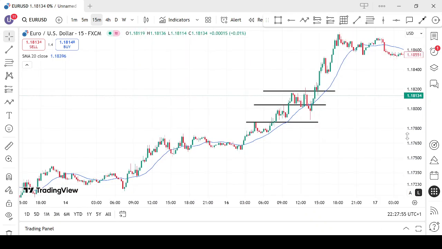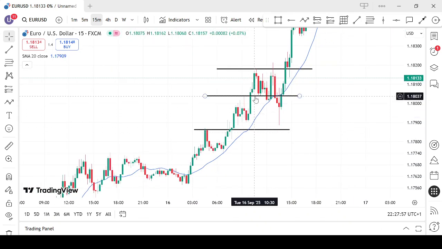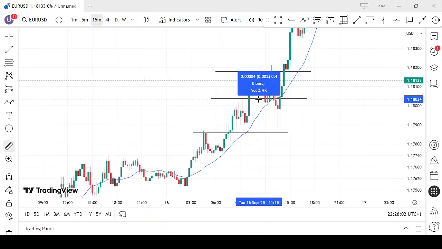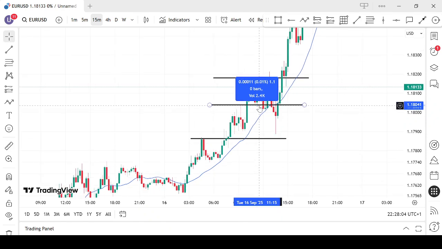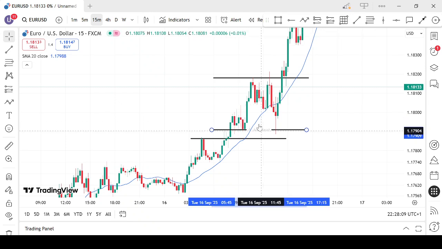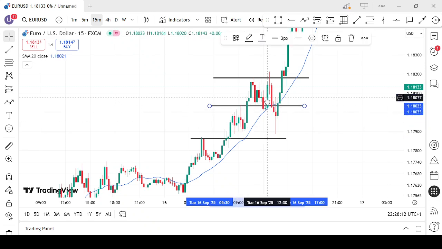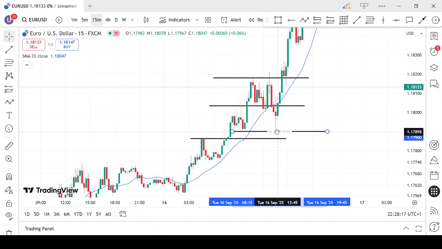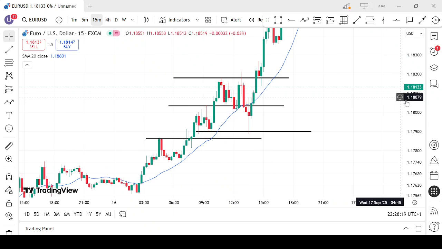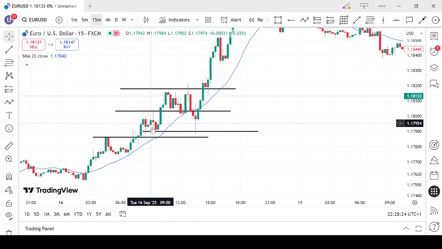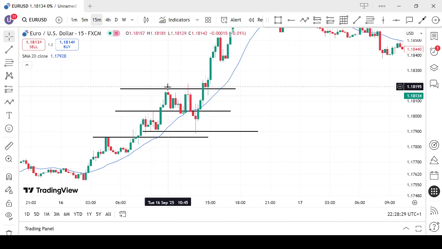After marking out our support and resistance, this is a resistance area. Let's mark out our support region. This is our support region at this area. You can see these are swing highs and lows in the market. As you can see, when price got to our previous resistance level, price broke this structure.